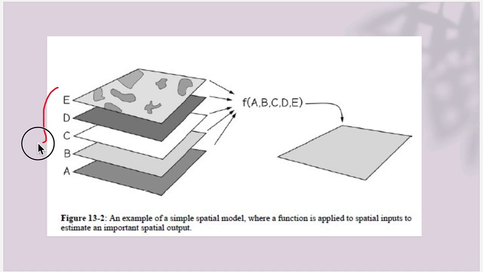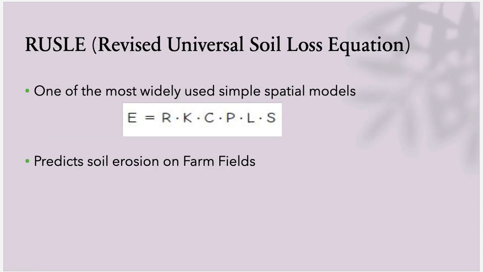So here we have 5 layers, and we are doing a simple function, a mathematical equation, and when you do that mathematical equation on those layers, you will have your final output. This is one of the most widely used simple spatial models. It's called RUSLE, which stands for Revised Universal Soil Loss Equation. We can see this is the equation used for this simple spatial model.